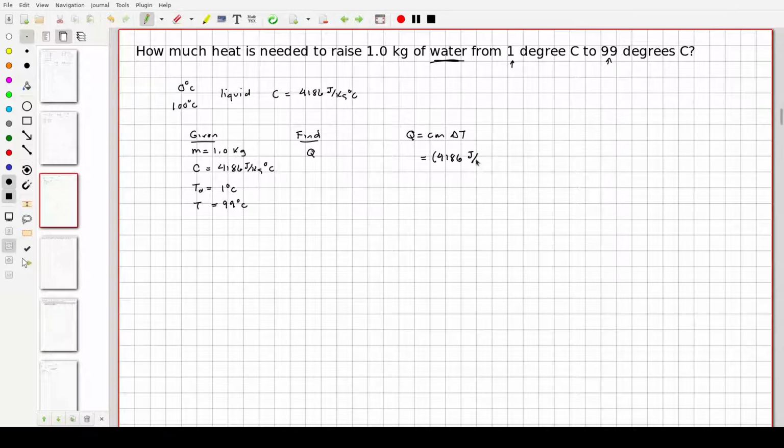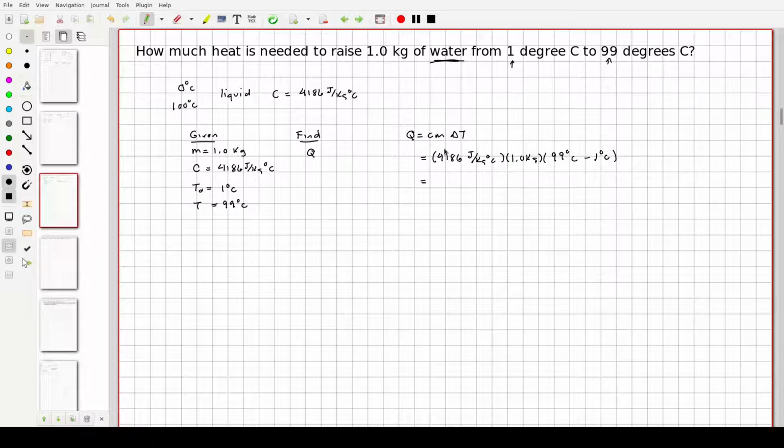That's 4,186 joules per kilogram degrees Celsius. The mass is 1.0 kilograms. And my change in temperature, I end up at 99 degrees Celsius, and I start off at 1 degree Celsius. So there's a difference of 98 degrees there.